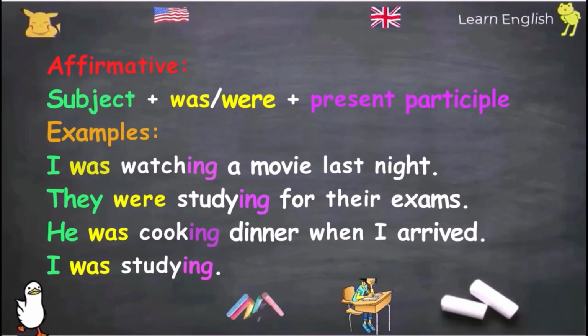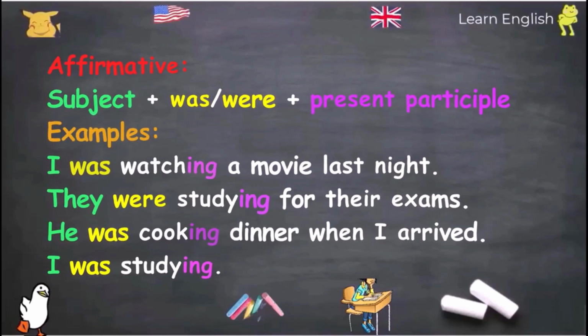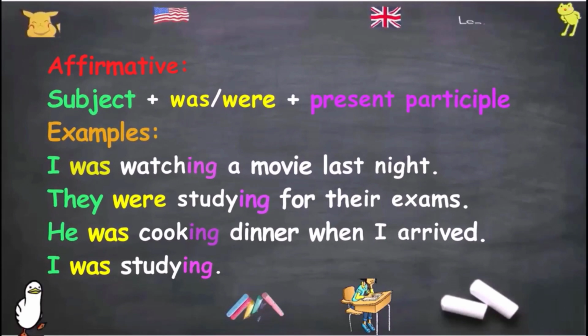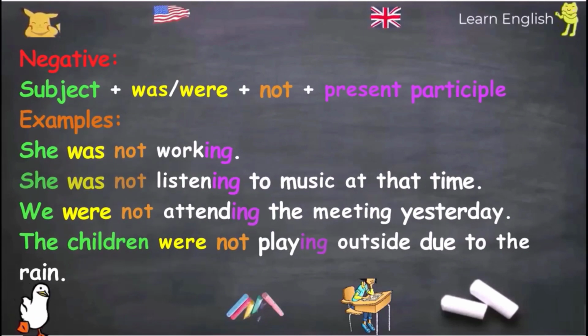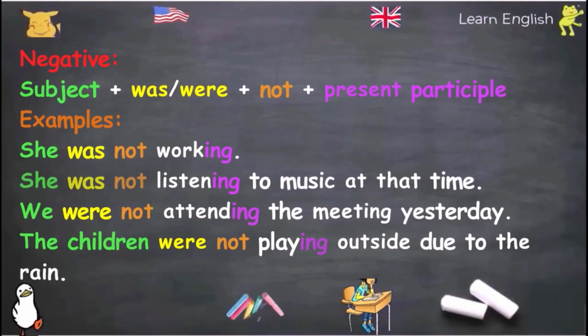Affirmative: subject plus was/were plus present participle. Examples: I was watching a movie last night. They were studying for their exams. He was cooking dinner when I arrived. I was studying. Negative: subject plus was/were plus not plus present participle.